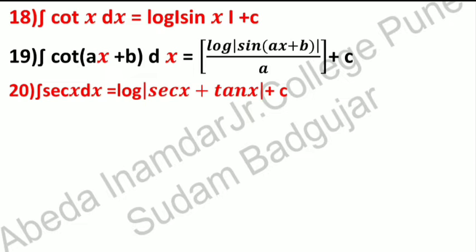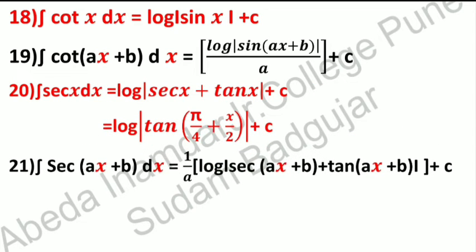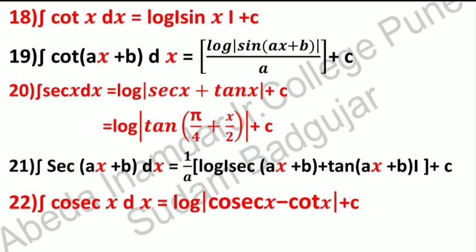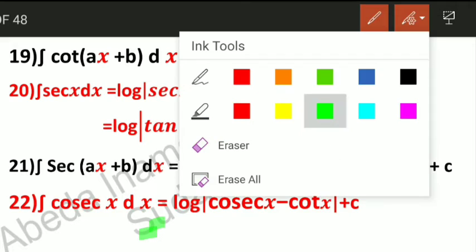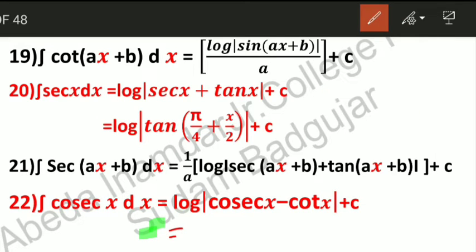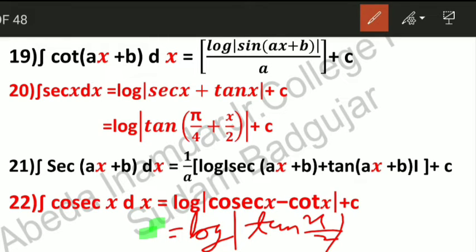Again we have one more formula, integration of sec x dx is equal to log of tan of pi by 4 plus x by 2. After simplifying you will get this result. Again you have to generalize this. Next one is integration of cosec x dx is equal to log of cosec x minus cot x, or here you have to prove this one, that is log of tan of x by 2 plus c. We can derive this also.